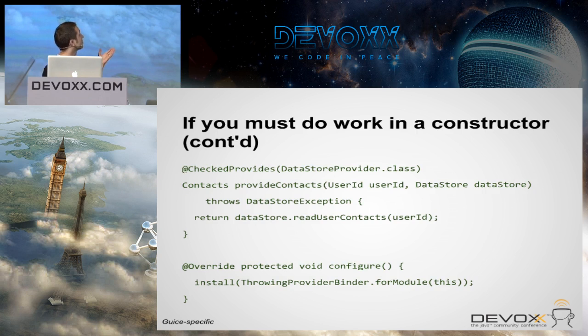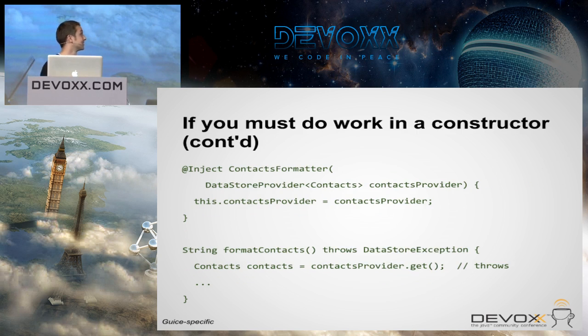So once you've got this data store provider, you can then write these special provider bindings where you say, when I actually want to provide something, in this case some contacts being provided from the user store or data store, that provider method, which would normally not be able to throw an exception, or if it did, it would get wrapped in some kind of provision exception, can actually throw this checked exception. And then the key piece of special sauce down there is install ThrowingProviderBinder for a module. Everyone forgets that at least once. If you forget that, the whole check provides thing doesn't work in Guice, so be careful about that.